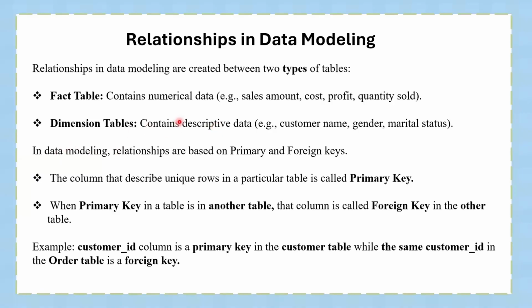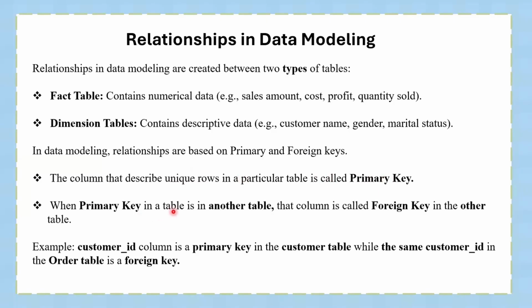Now that we have figured out how to identify the 2 types of tables that you need to create relationships between, how are these relationships created? How can we relate these two types of tables? That is where your primary and your foreign key comes in. The column that describes unique roles in a particular table is called primary key.